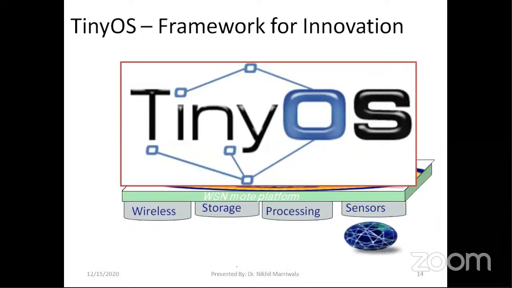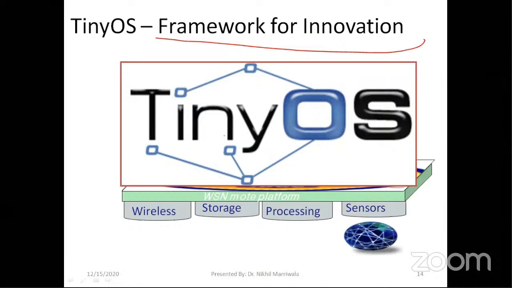So what comes out of all this is TinyOS, the framework for innovation, right? I hope everybody has heard this term, but for those who haven't heard what TinyOS actually means, it is an embedded, component-based operating system. So we are talking about a component-based operating system and platform for low power wireless devices, right?